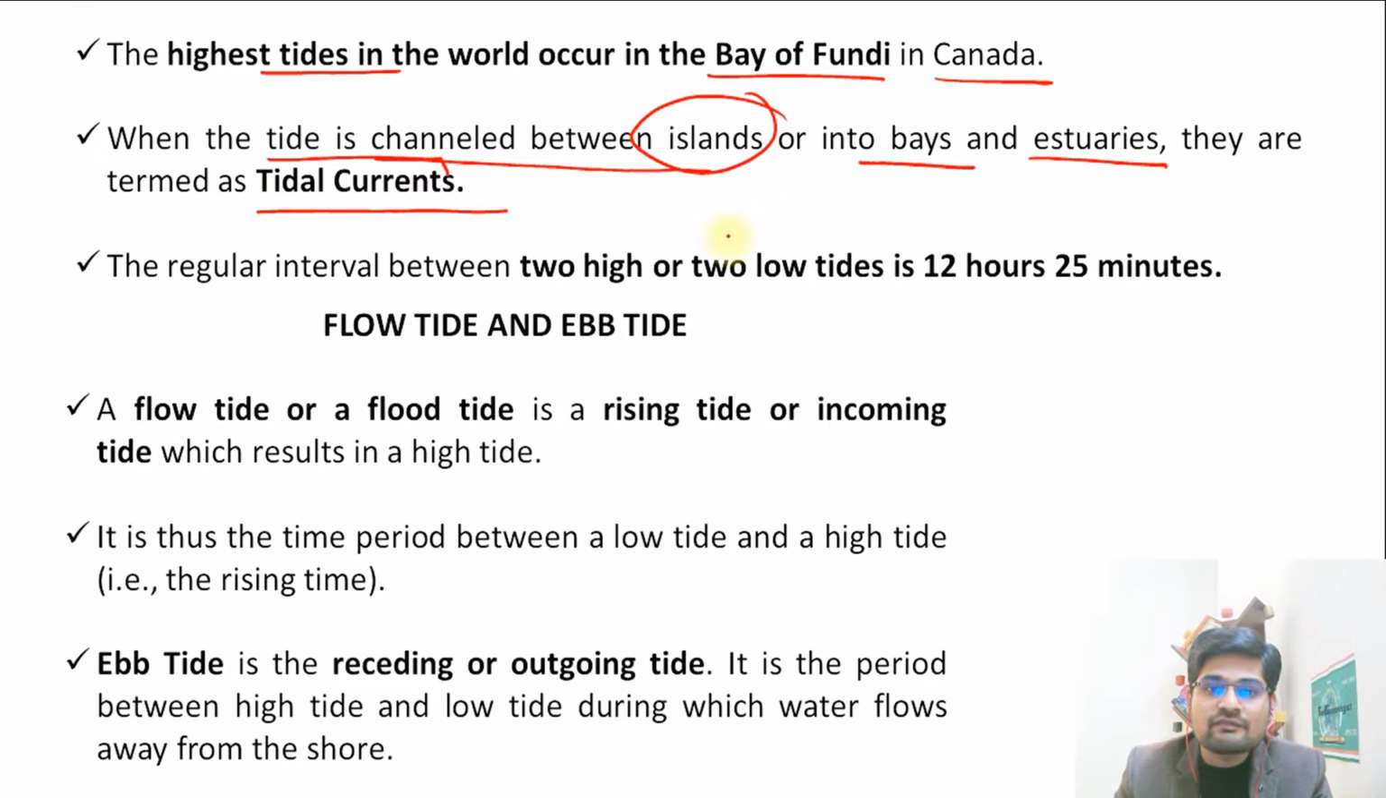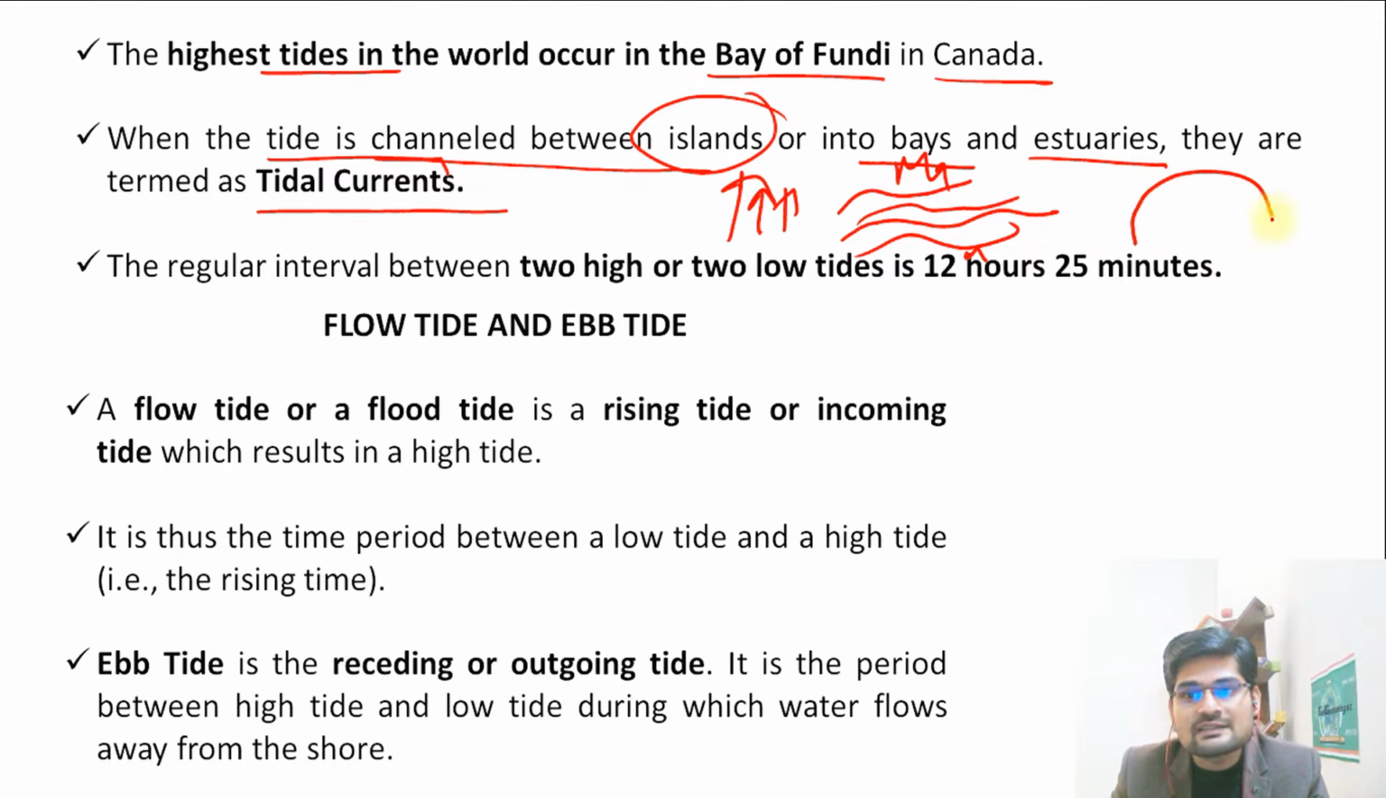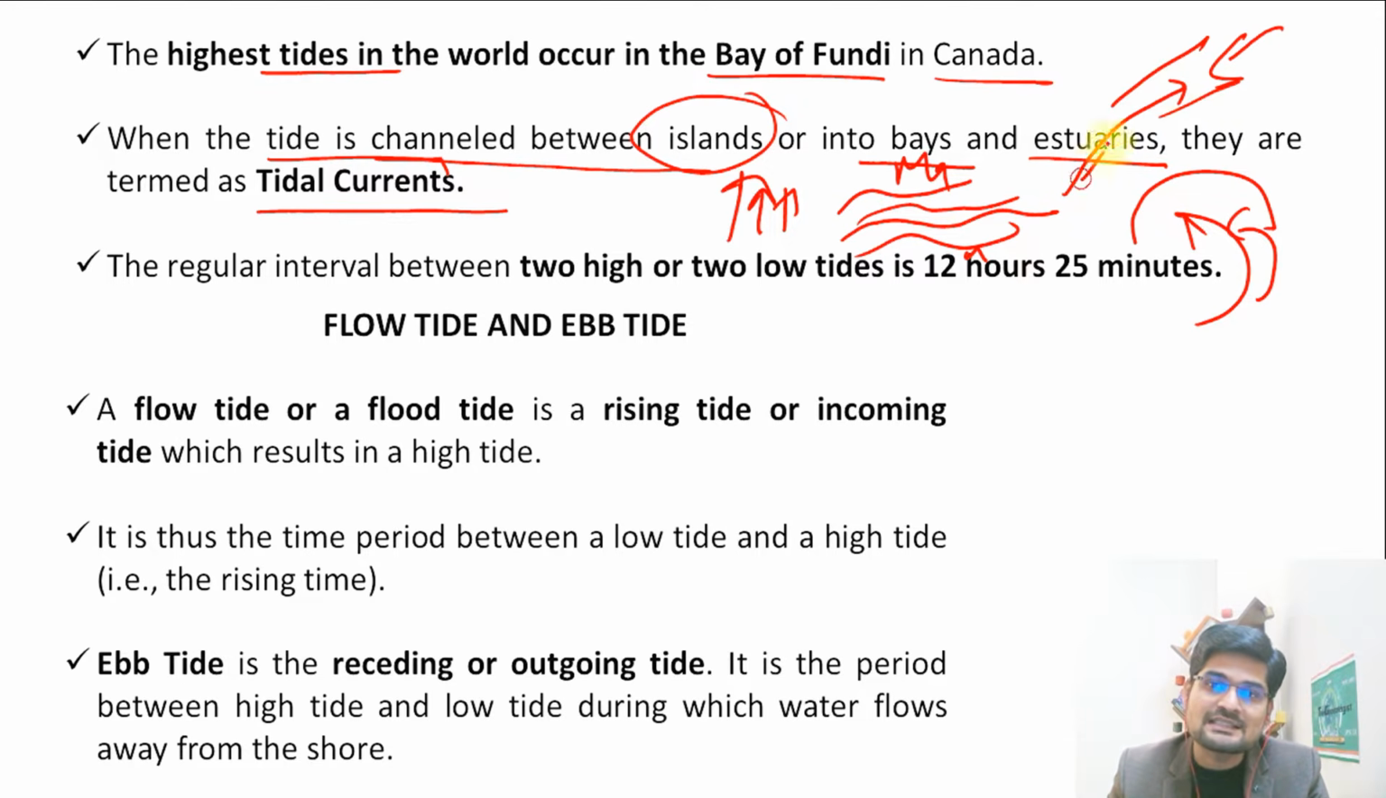Now remember, if there is an upsurge in tidal water and it channelizes between a mainland and an island, it becomes like a stream of river. Or if it enters a bay area, then also it is similar to a tidal current. Or even if it enters an estuarine region where you have a freshwater zone and the seawater zone, if this tide enters this particular estuary zone, then also it is referred to as tidal currents. So that is the difference between ocean currents and tidal currents.